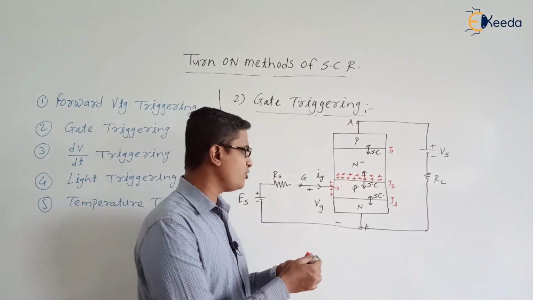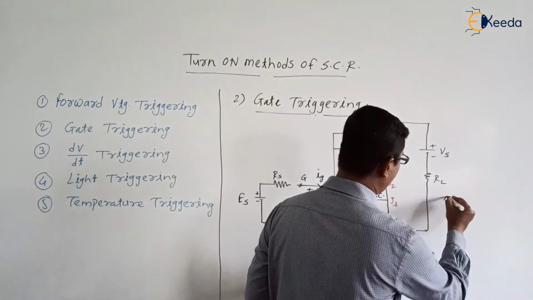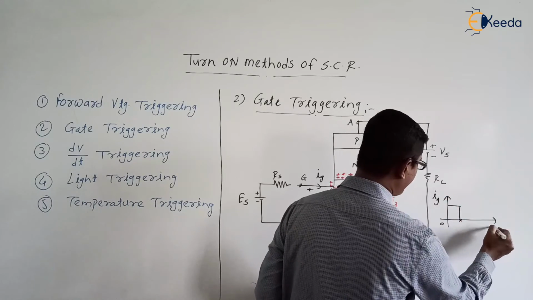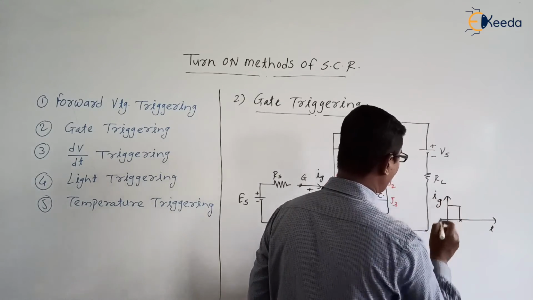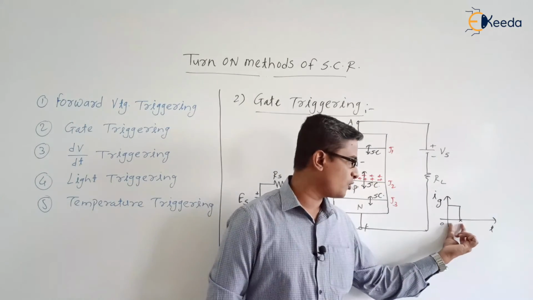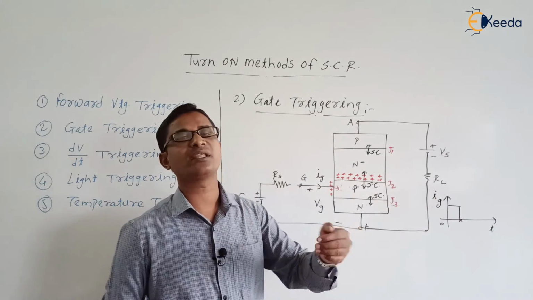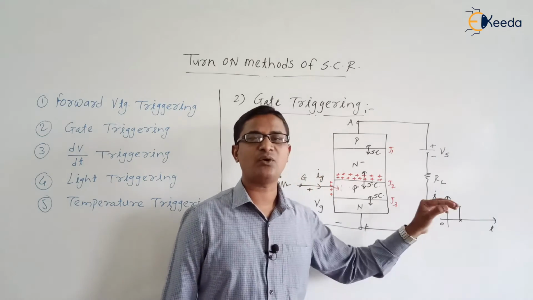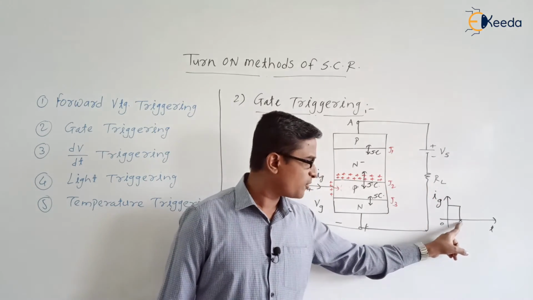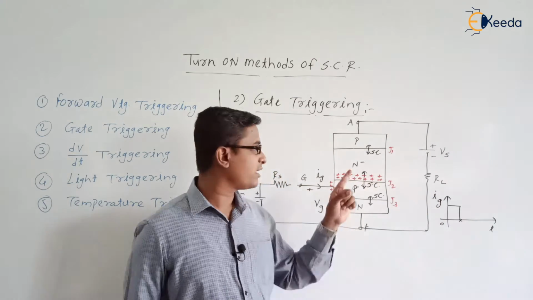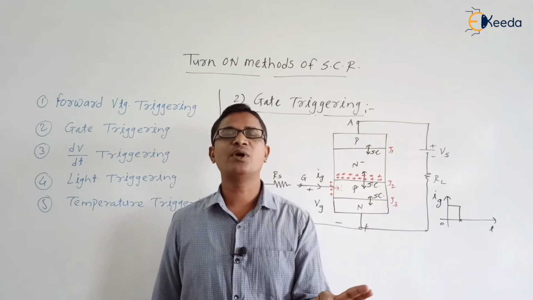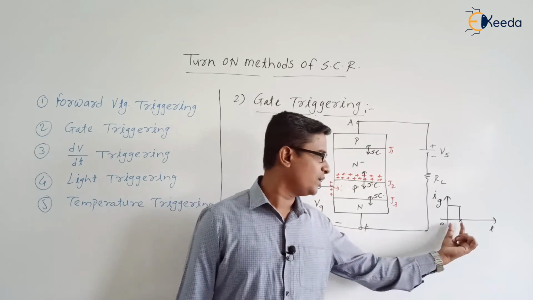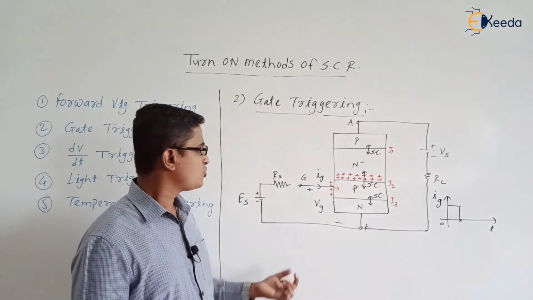Very, very important point. Generally in gate triggering we use only a gate pulse. A small gate pulse is required, which means only for this much time interval we need to circulate the gate current. On which value does this depend? As we have already discussed, when we remove the gate signal, the circuit current flowing through the SCR should be greater than or equal to the latching current. Till that instant we need to maintain the gate current. Are you getting the point?